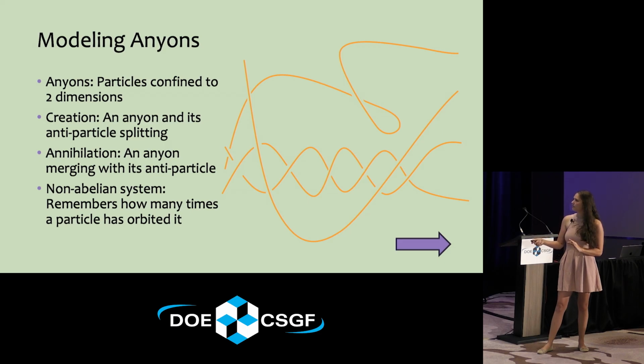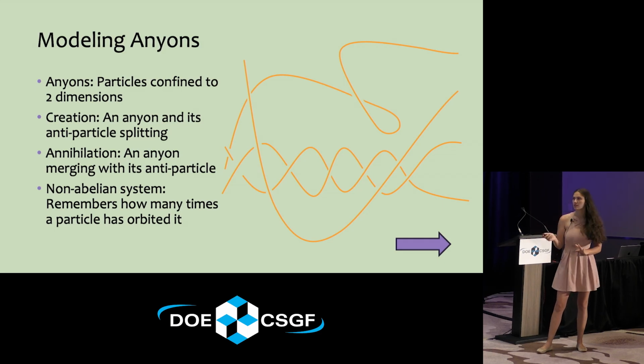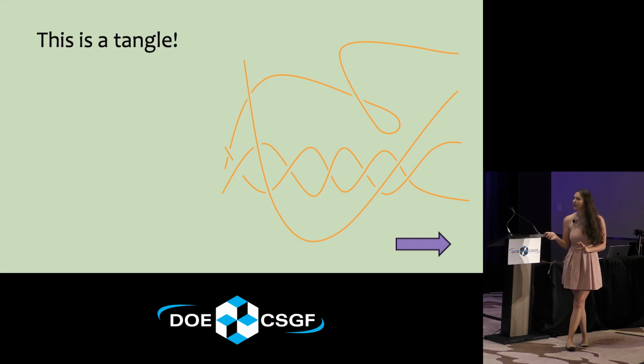And so each time they switch, they pick up a phase, each spot here. And so we can keep track of how many times they've braided. We also see there's some annihilation there, and there's creation here. So we have all of our pieces of our system showing up in this little thing.